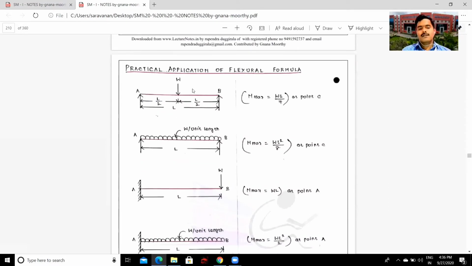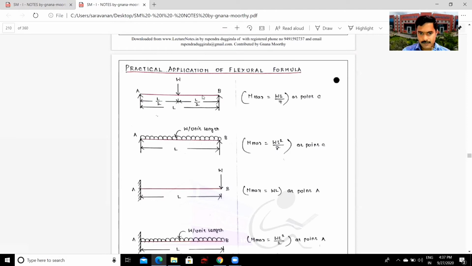Right? Then the practical application of the flexural formula, the bending formula: M by I is equal to sigma by y equal to E by R, and this moment M maximum value. You know, in the second unit you studied that if a simply supported beam is subject to a point load at the center, the maximum bending moment is WL by 4 at point C, the center. Similarly, for a simply supported beam subjected to a uniformly distributed load, what is the maximum bending moment? It will also be at the center.